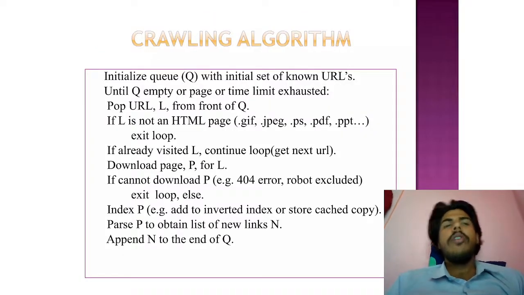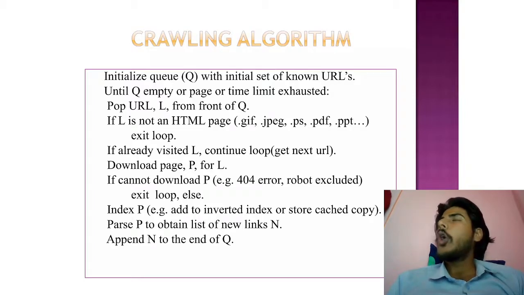Crawling algorithm: how do they work exactly, what is the algorithm behind their working? Initialize the queue with an initial set of known URLs, until the queue is empty or a page or time limit is exhausted. Pop URL L from the front of the queue. If L is not an HTML page, for example, it has a .gif, .jpg, .pdf, .doc, .ppt or .ps format, exit the loop.